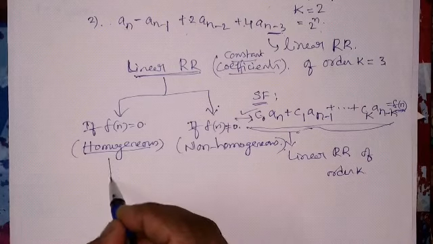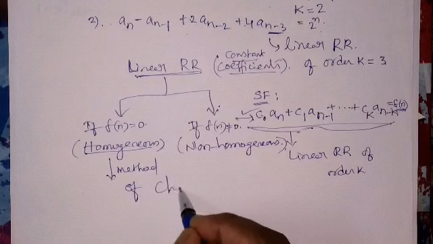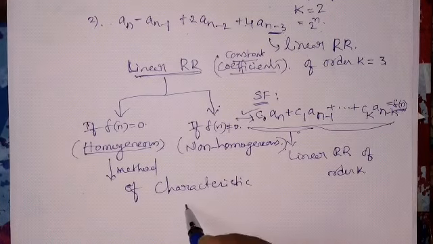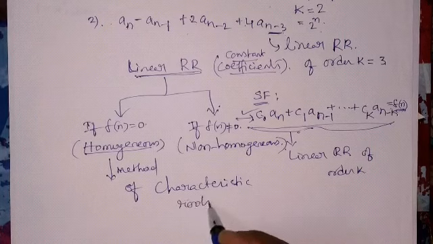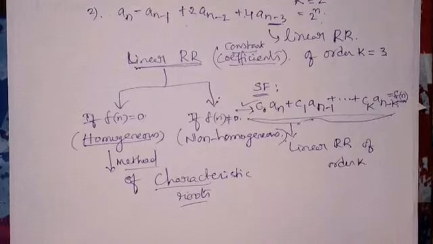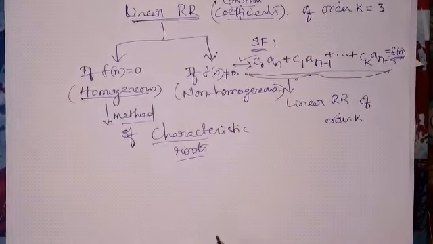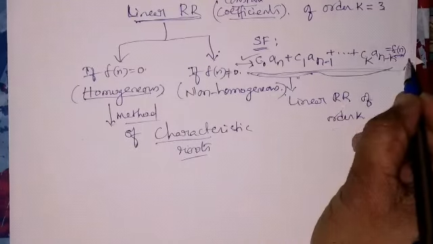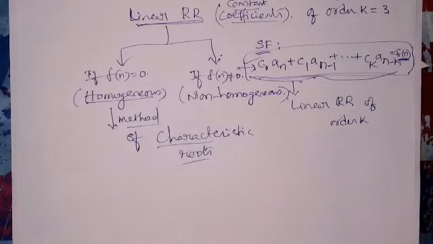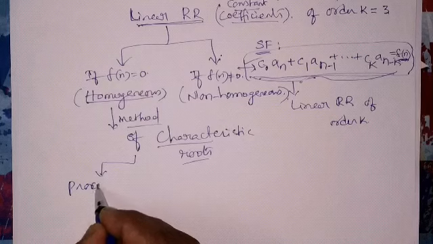First we concentrate on how to solve a homogeneous linear recurrence relation with constant coefficients. The corresponding method is called the method of characteristic roots. Remember the name of the method. The method of characteristic roots is the method known to solve a homogeneous linear recurrence relation with constant coefficients, meaning to solve this kind of equations where f of n is equal to 0. Let us see the procedure, how the method follows, right?